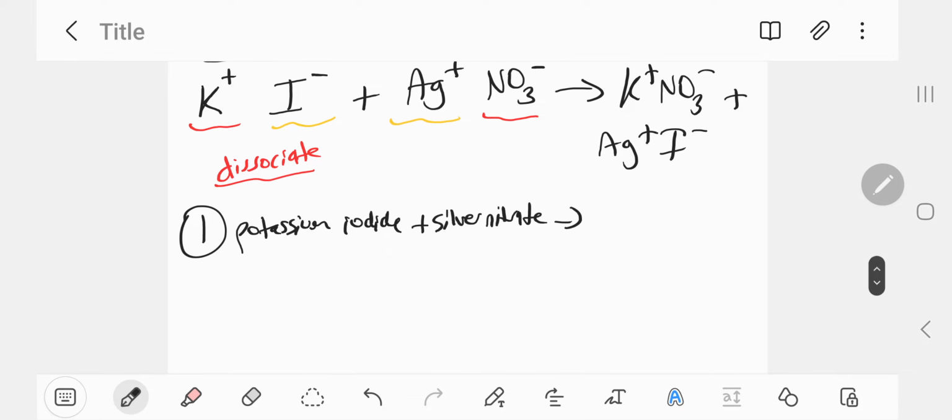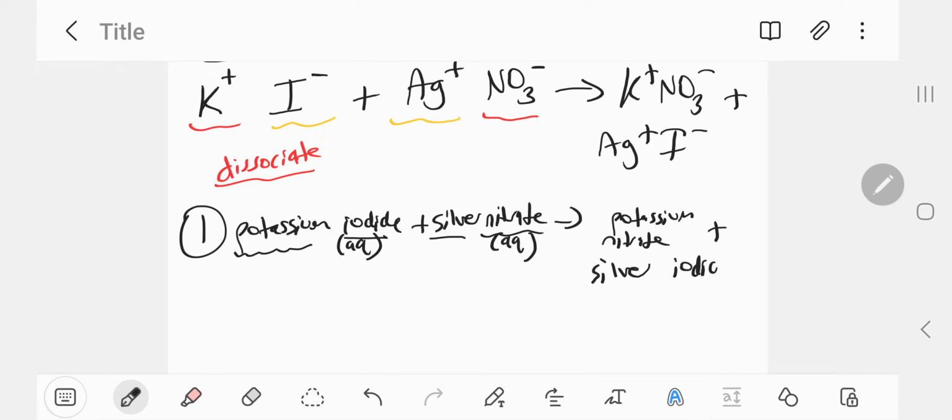Let's suppose in an exam they ask you to find out what the two products are. These are the two reactants, and let's suppose these two are aqueous. Well, we swap positions. The potassium swaps and goes with the nitrate, and the iodide swaps to go with the silver. So you will get potassium nitrate plus silver iodide.